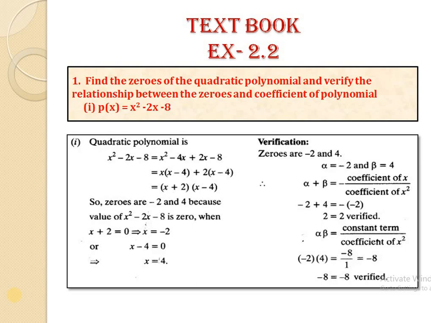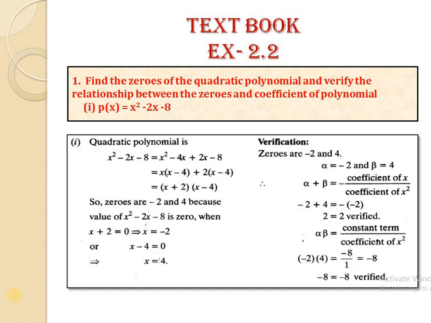Let us have a look at question number 1 of exercise 2.2. Find the zeros of the quadratic polynomial and verify the relationship between the zeros and coefficients of the polynomial. p(x) equals x square minus 2x minus 8. Here you can easily find the two zeros of this polynomial by the factorization method, and we get minus 2 and 4 as our zeros. So if we put minus 2 and 4 in p(x), we will definitely get 0.